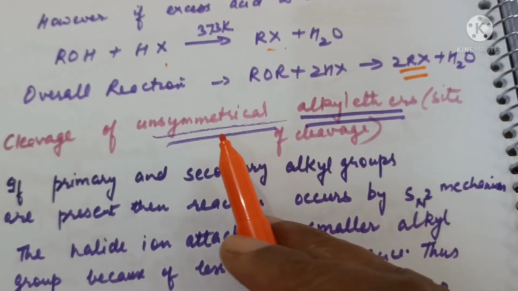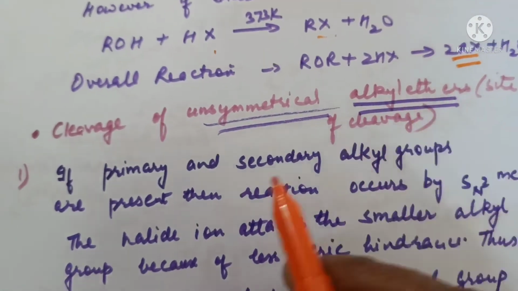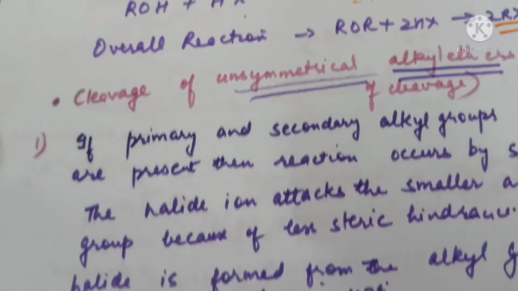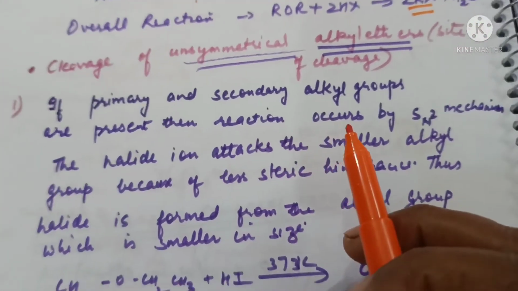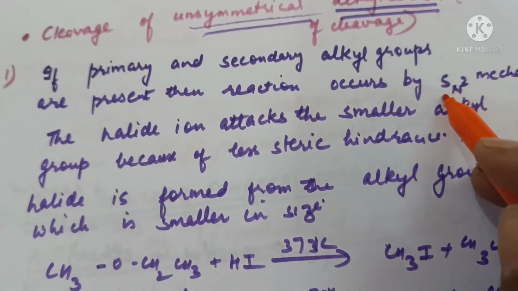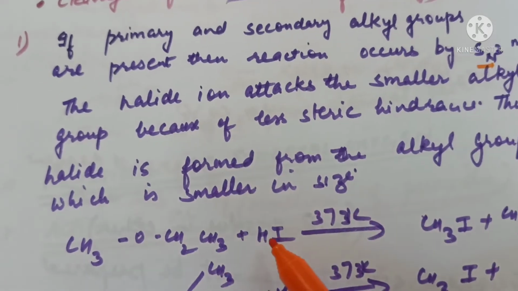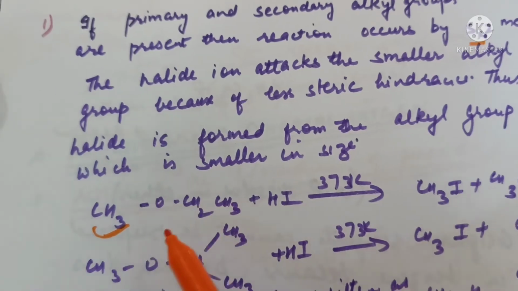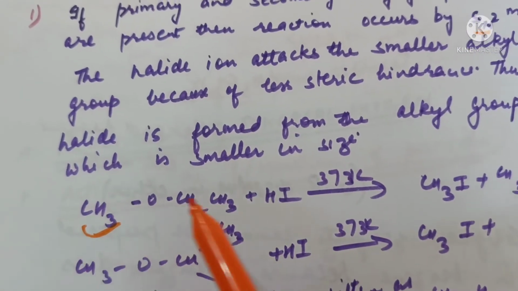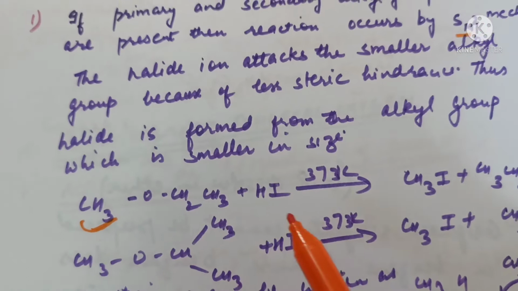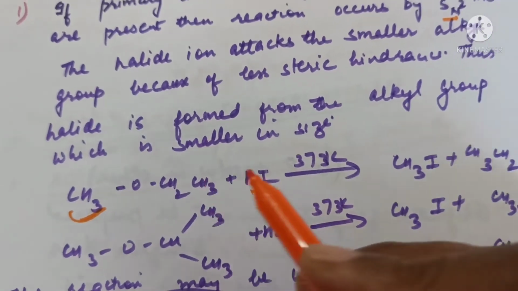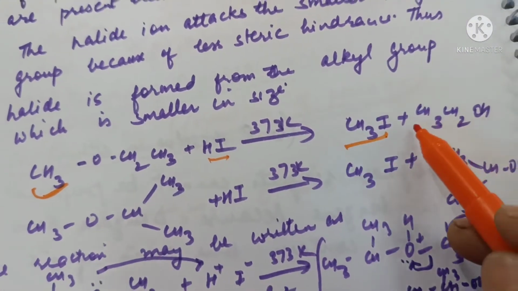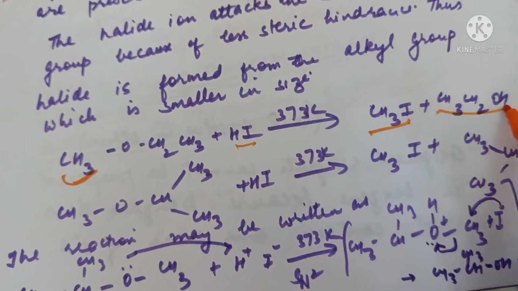If the ether is unsymmetrical and contains primary and secondary alkyl groups, because the reaction occurs by SN2 mechanism, the alkyl halide will be formed from the smaller alkyl group of the ether. For example, with ethyl methyl ether, when we react it with HI, iodide will go to the smaller CH3 group and form methyl iodide, whereas the larger group forms the alcohol.